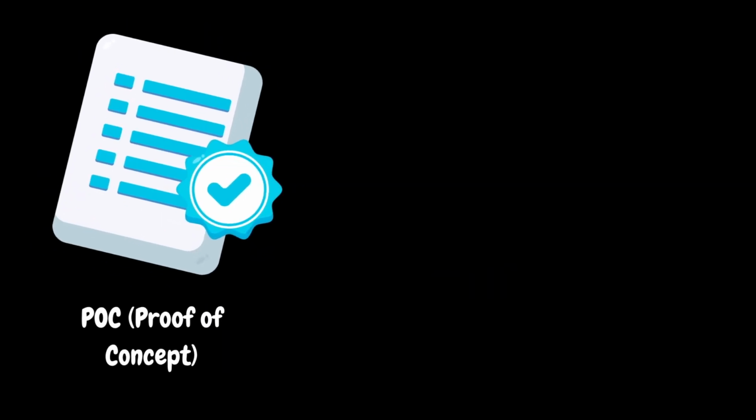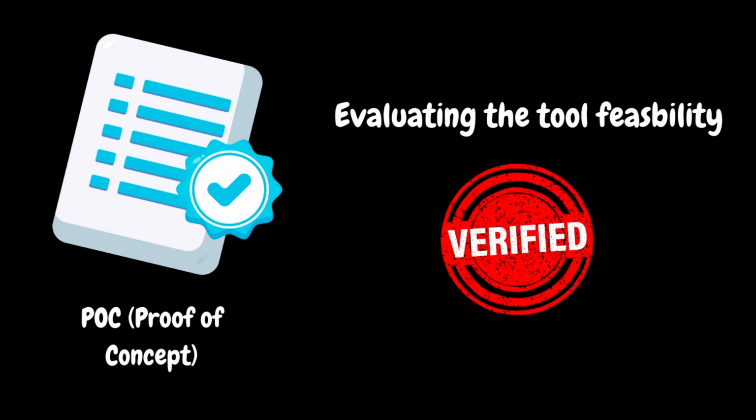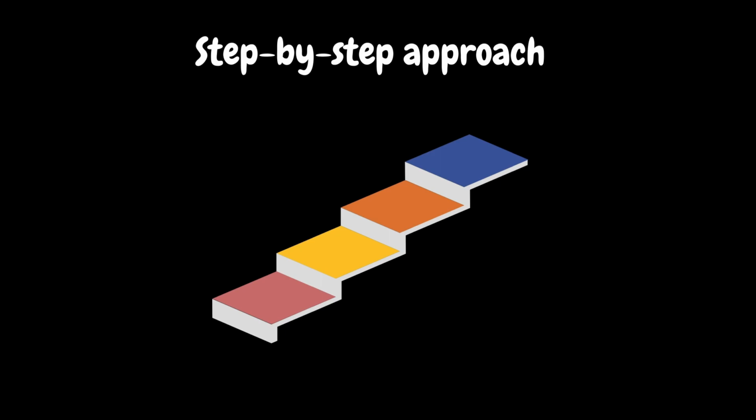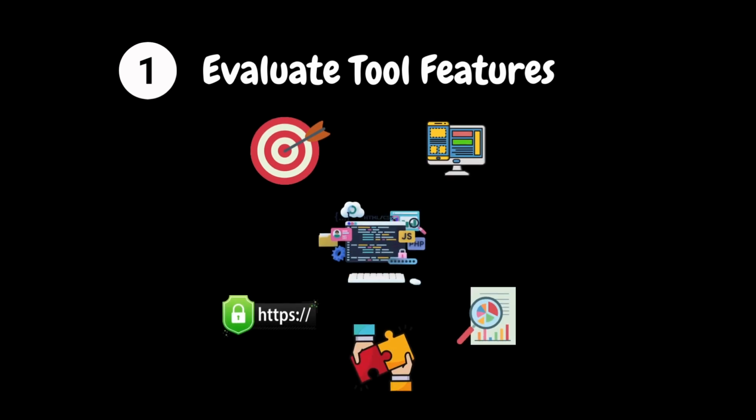In many companies, teams will conduct a POC, nothing but proof of concept. Basically, in general terms, POC is a little test or experiment to check if something will work before committing. So performance testing teams will evaluate the tool's feasibility by following the step-by-step approach. So let's quickly go through those step-by-step approaches to evaluate the tool's feasibility. Firstly, they will evaluate different tool features to see if it is the right fit for their performance testing.